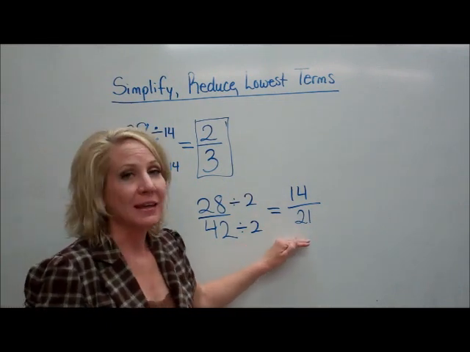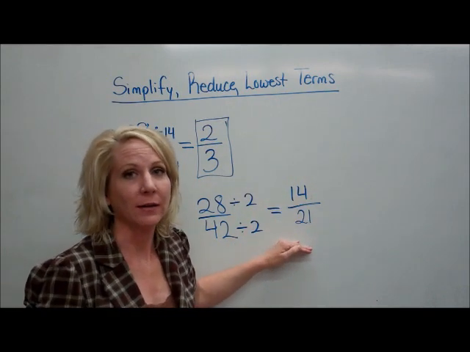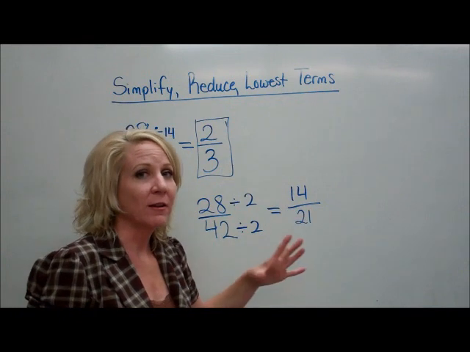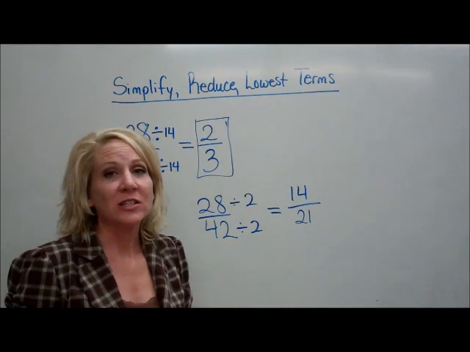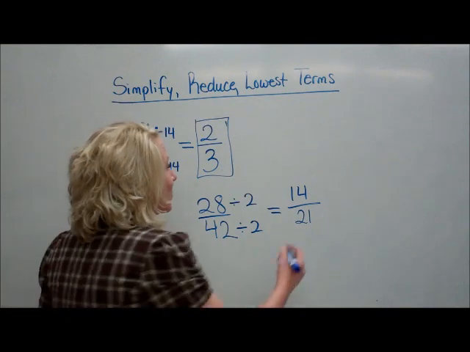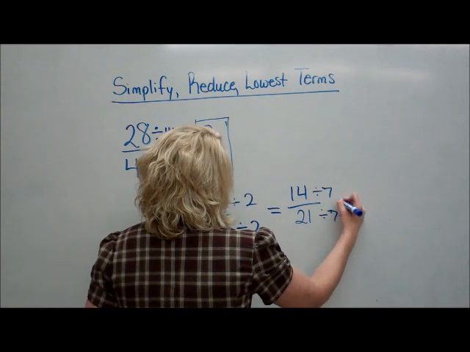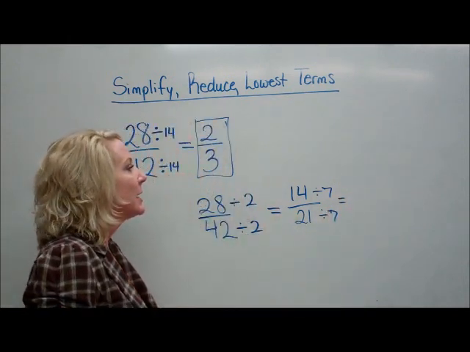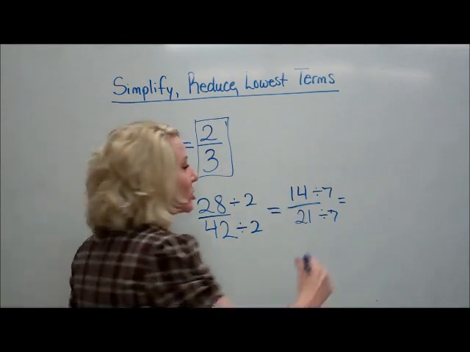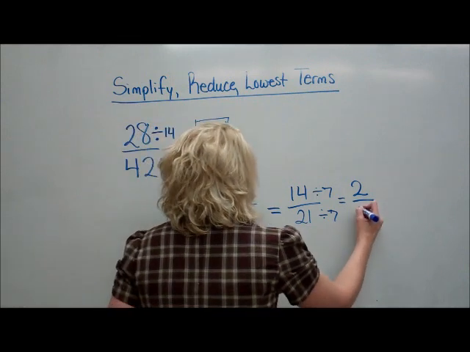And so they have to think about a factor that can divide into 14 and 21. Eventually they may have to try a few numbers, but eventually the students will realize that the factor they need to use is 7. And so again, they will divide the numerator and the denominator by the same number. It must be the same number. All of these fractions need to remain equivalent. And so 7 divides into 14 2 times, and 7 divides into 21 3 times.